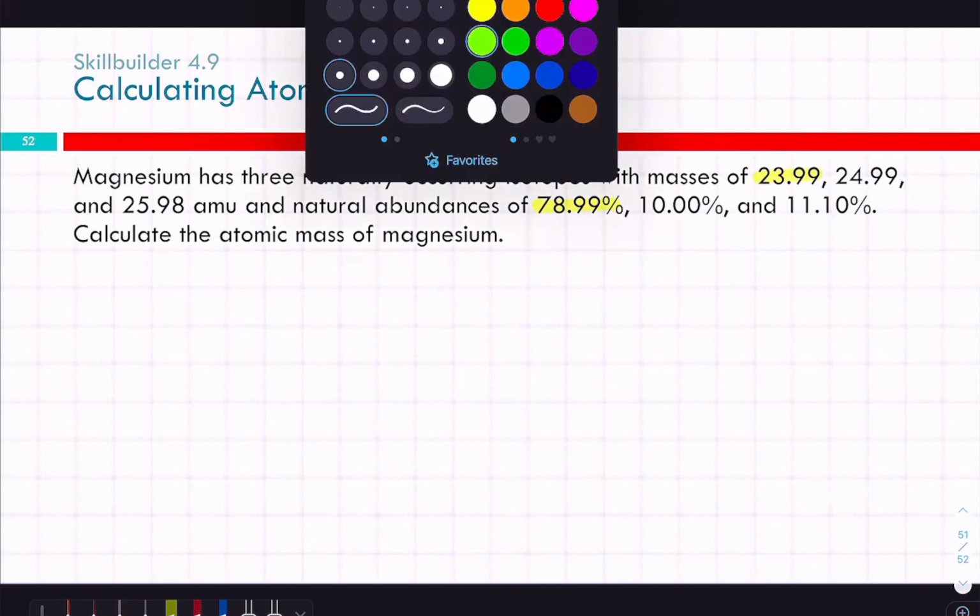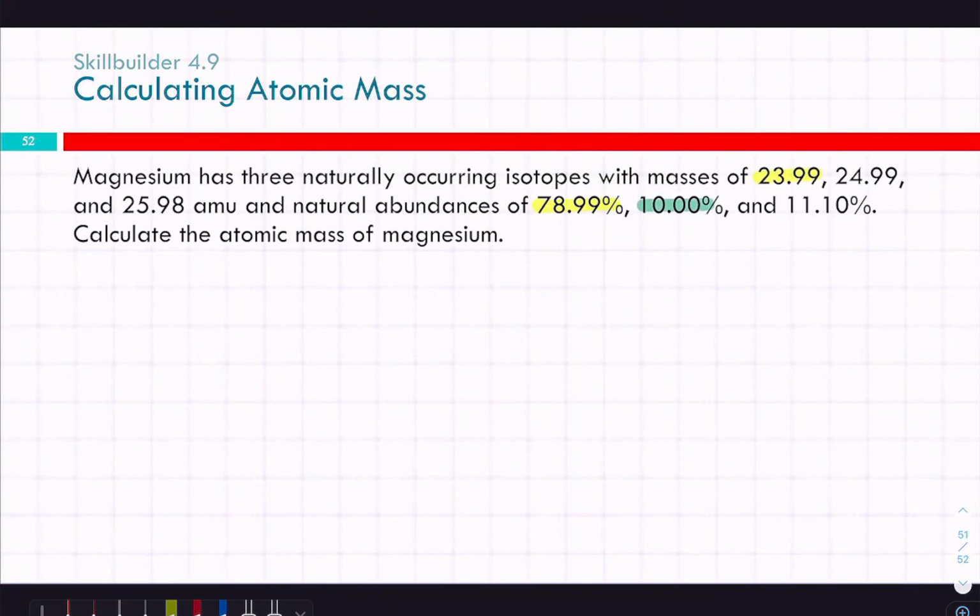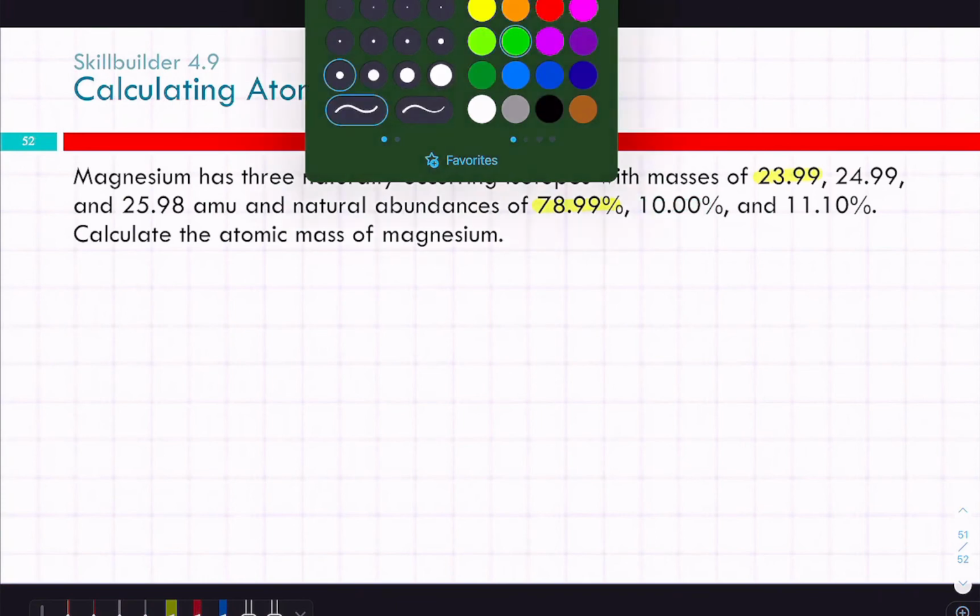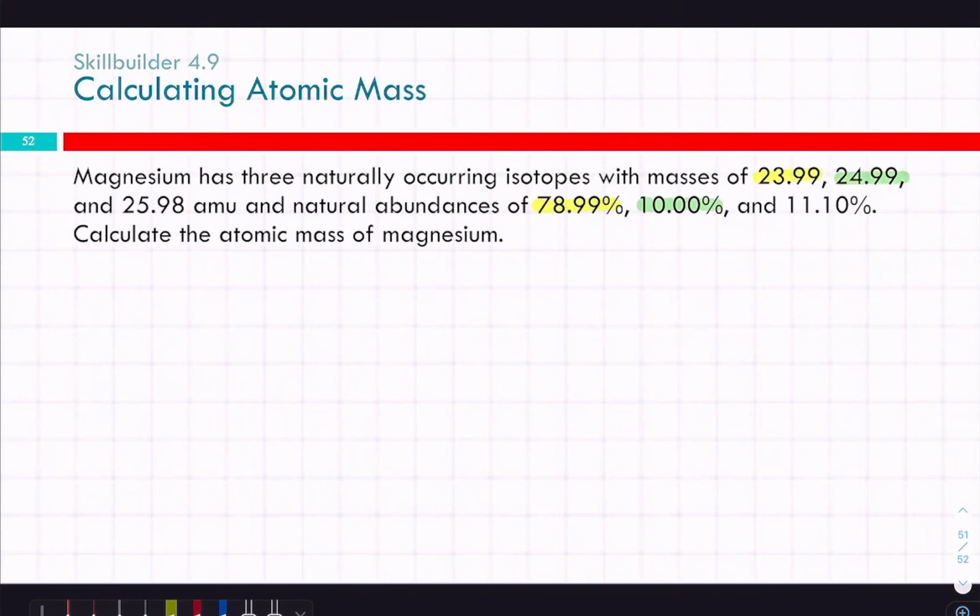So 10% lines up with 24.99, and then the 25.98 is 11.10.